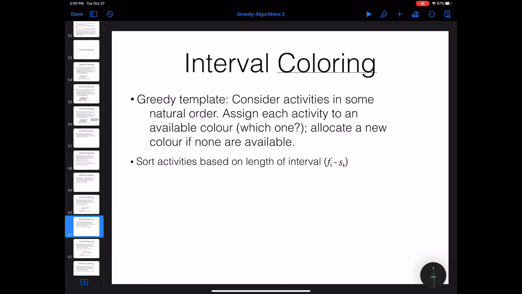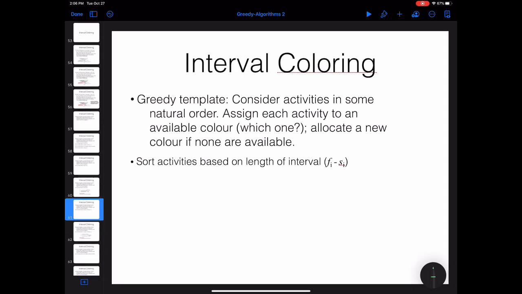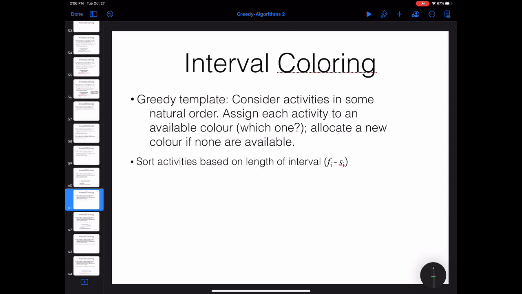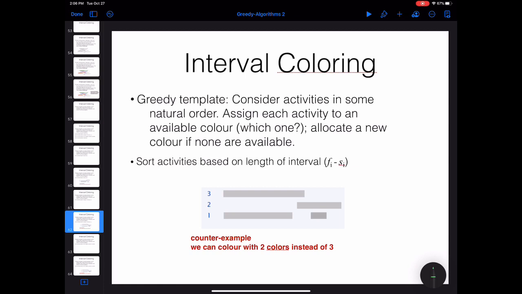The next strategy was sort the activities based on the length of the intervals, from the shortest to the longest, for increasing order. Is it going to give me the optimal answer? Is it the optimal greedy strategy? Unfortunately, no. There is also a counterexample for, I mean, there are plenty, but one counterexample is this.